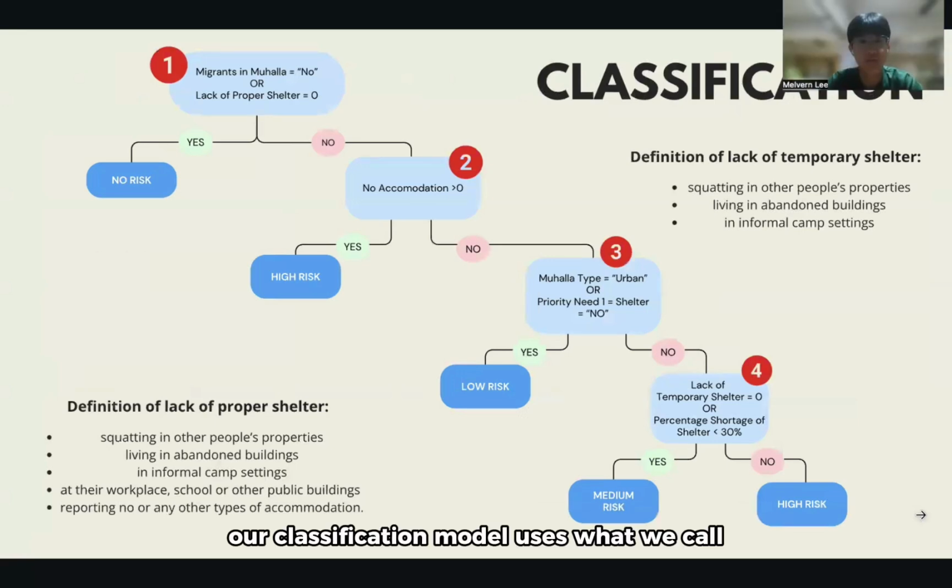Our classification model uses what we call a top-bottom-middle approach. Firstly, we extracted sites that have no risk, whereby there were no migrants or no lack of proper shelter in these sites. Second, we classified the other end of the spectrum, where any site which had no accommodation was immediately considered high risk. This helped us quickly capture the most urgent cases for intervention. Thirdly, the remaining sites where accommodation was not more than zero were filtered further. Urban sites or those where shelter was not the priority need were classified as low risk. Finally, sites with the lack of temporary shelter and a shelter shortage below 30% were classified as medium risk. The remaining sites were then placed in the high risk category.